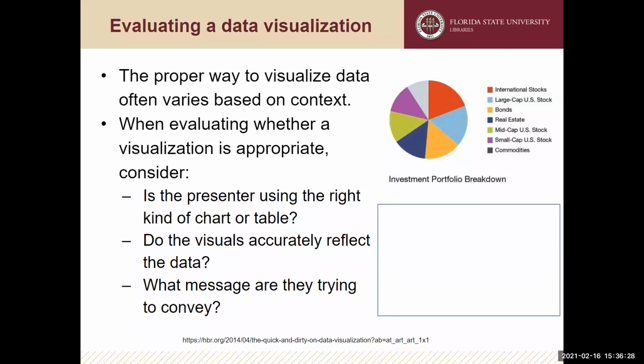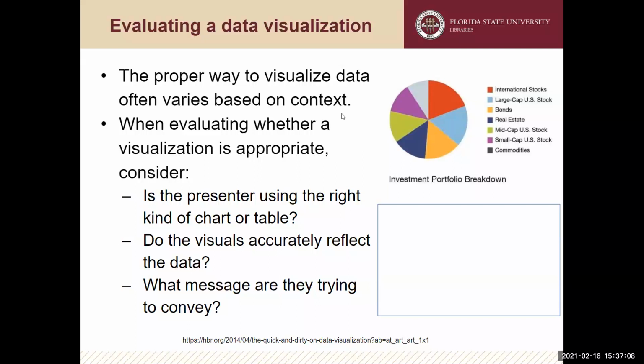So the first question would be, is the presenter using the right kind of chart or table, right? If we look at this example shown on the top right, we see a breakdown of someone's investment portfolio, right? So they have different investments represented as this pie chart. From this graph, we can definitely tell that they hold a number of investments in different areas, but that's about it, right? It's really difficult to tell if there's any differences or if there's any other information that we're supposed to discern.